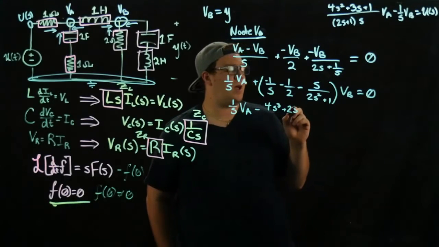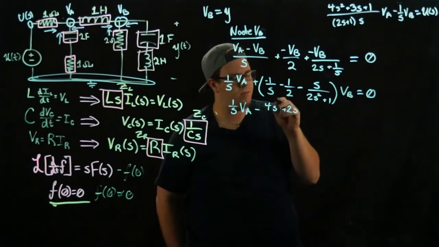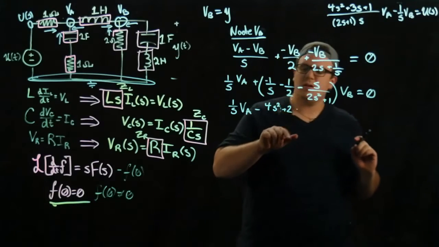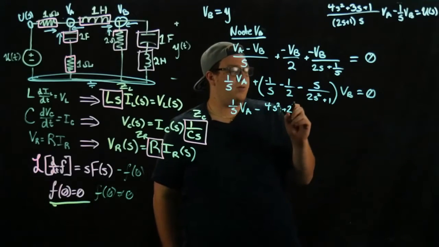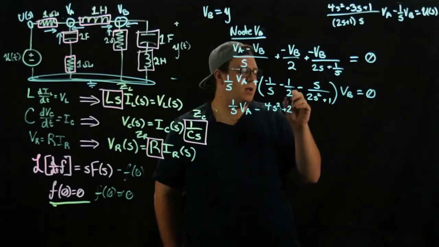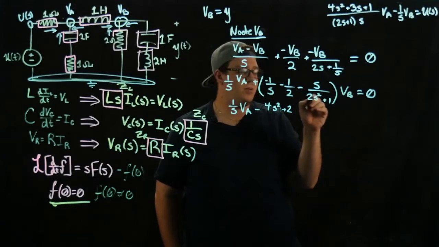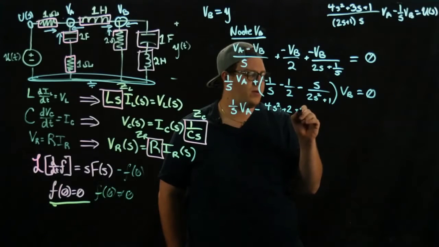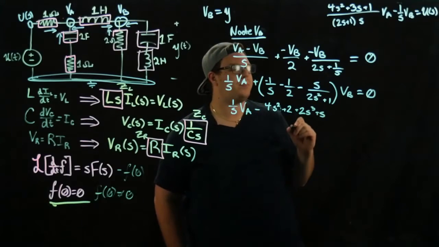Then we're going to have, oh, no, well, we don't need an s there because we already have an s on the bottom. We're just multiplying that by 2 times that, and we're good. So then we get, here we're going to multiply by 2s cubed plus s. So we're going to subtract off another 2s cubed plus s.